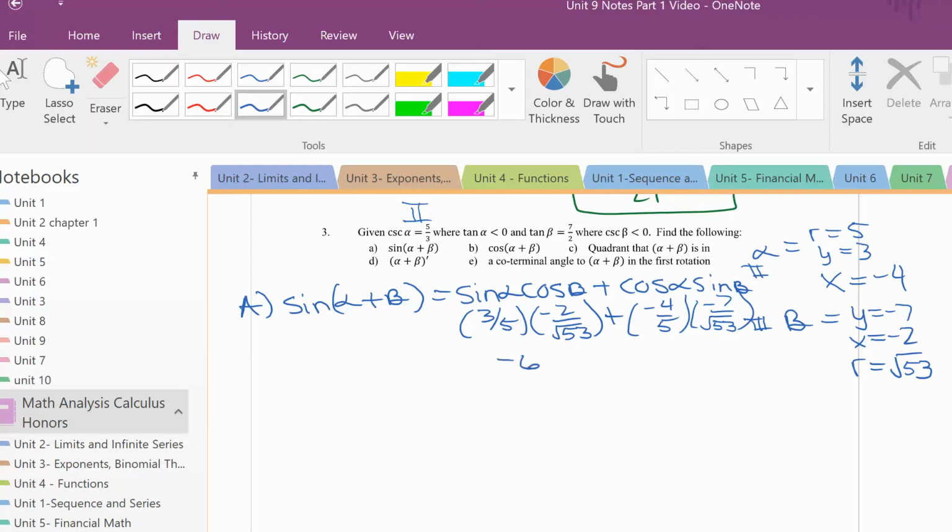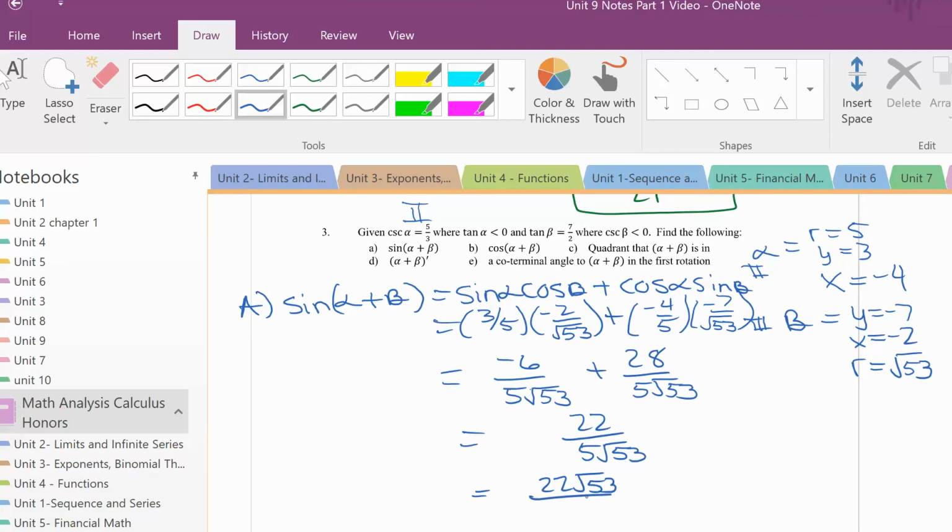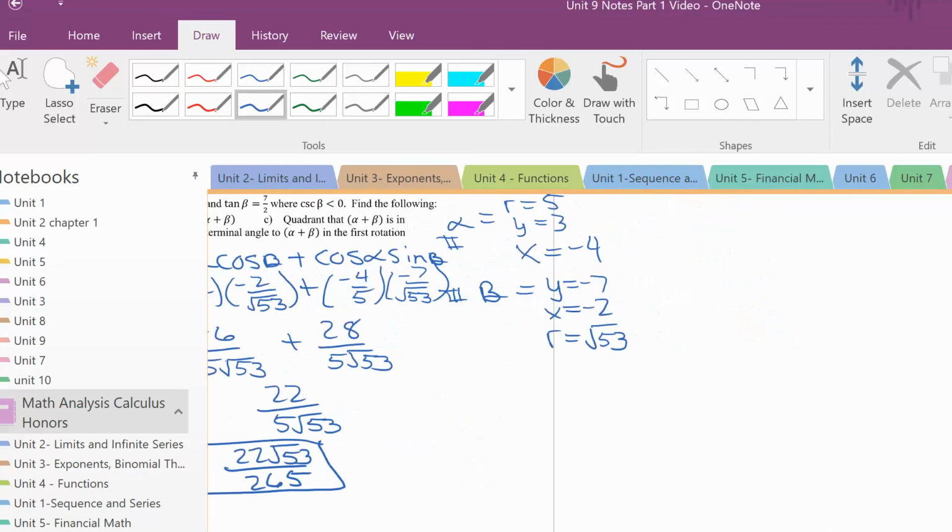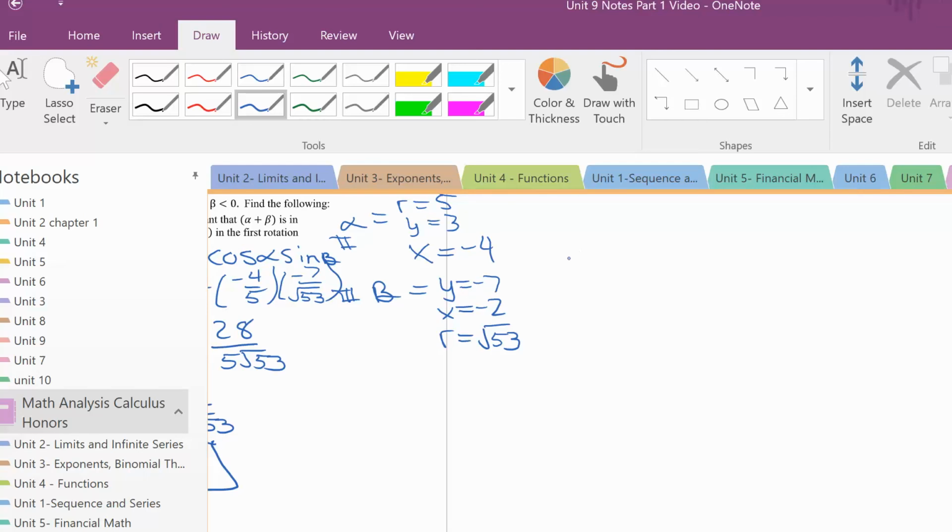So for this one, it's negative 6 over 5 rad 53 plus 28 over 5 rad 53, which gives us 22 over 5 rad 53, which when you rationalize, if you multiply by rad 53, gives you 22 rad 53 over 265. So that's sine alpha plus beta. Now we can do the same thing for the cosine. I'll just scroll over here. For part B, cosine of alpha plus beta.